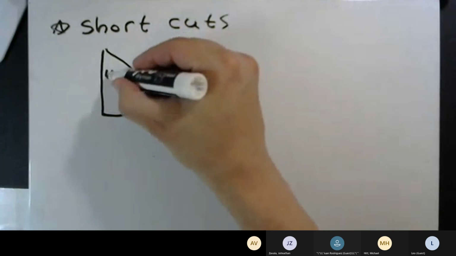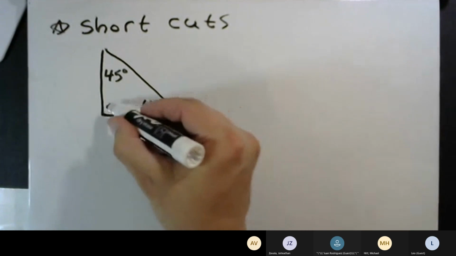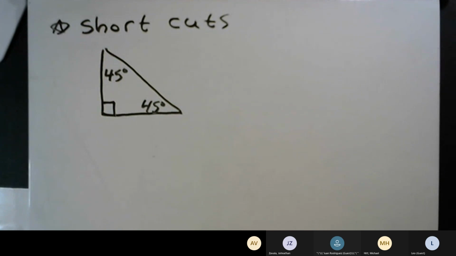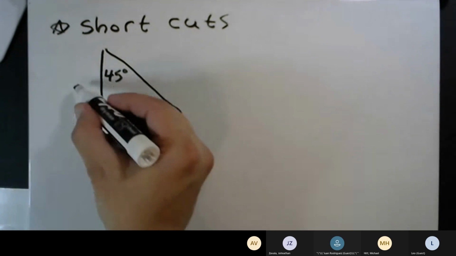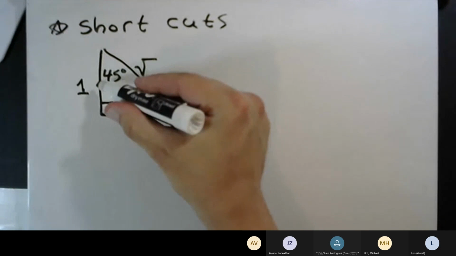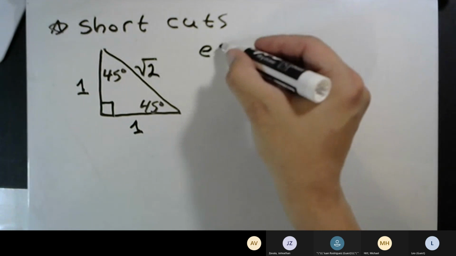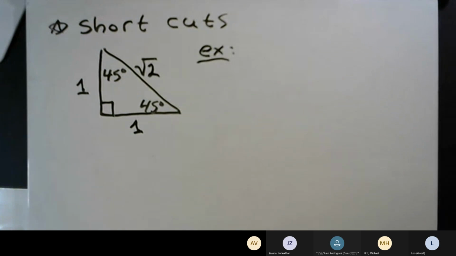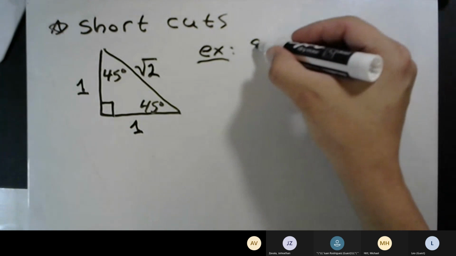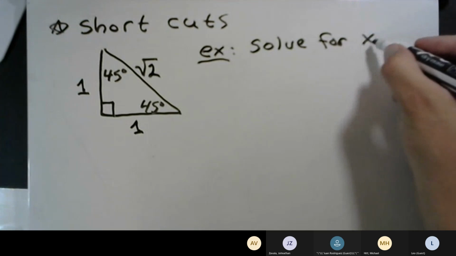But a famous one is the 45, 45, 90 triangle. And it has base measurements of one side is 1, one side is 1, and the hypotenuse is square root 2. So let me do an example with this one. We can solve for x.